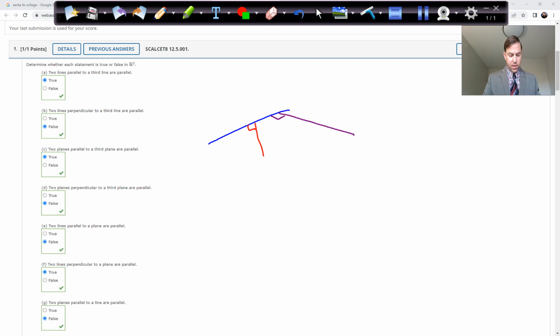Okay, C, two planes parallel to a third plane are parallel. So that is true. So if I've got two planes like pieces of paper that are parallel, and then a third one is parallel to the first one, then these two have to be parallel.